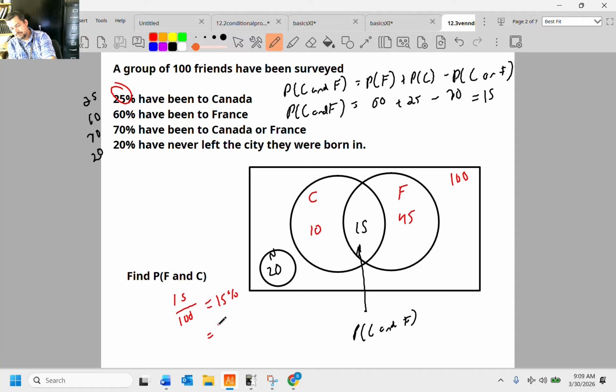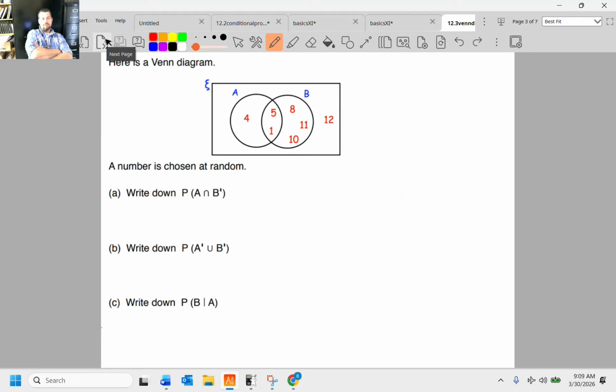Or if you like fractions, 3 in 20. So there you go. This one wasn't so bad, but you had no formulas. And that's one of the things that gets kids, I think, is the formulas. So I think when I do these notes in class, we're going to go over those formulas to begin with.